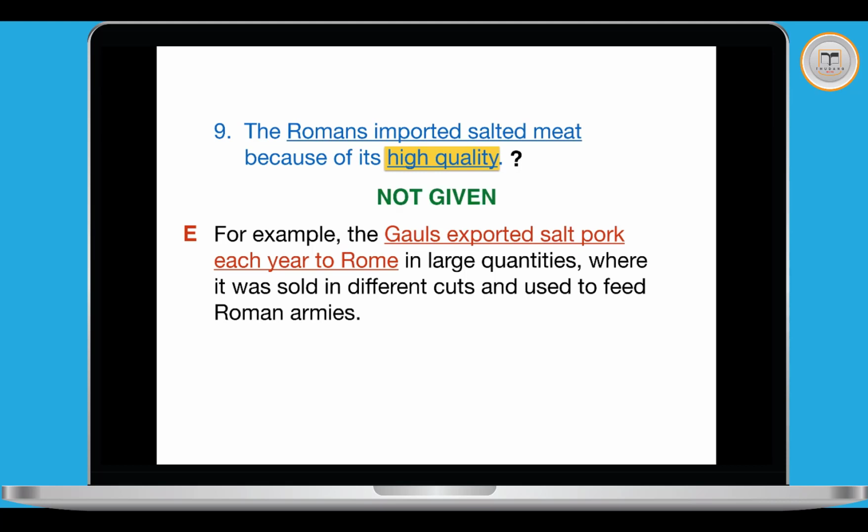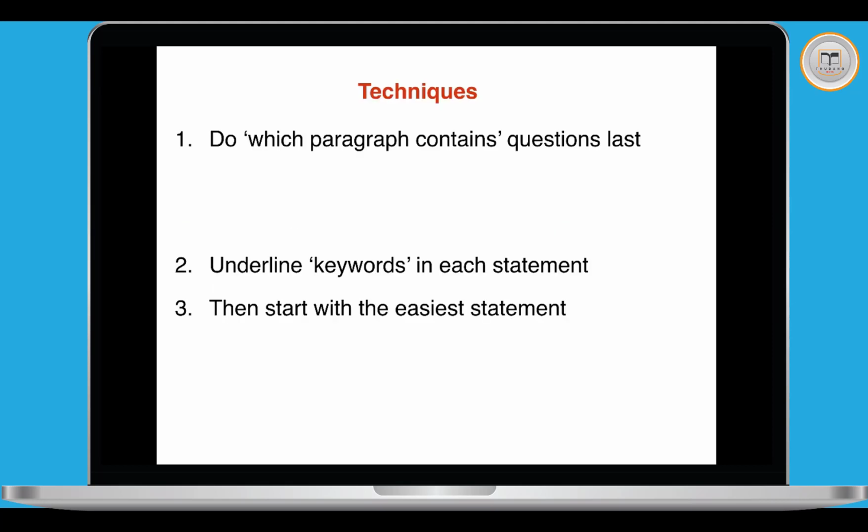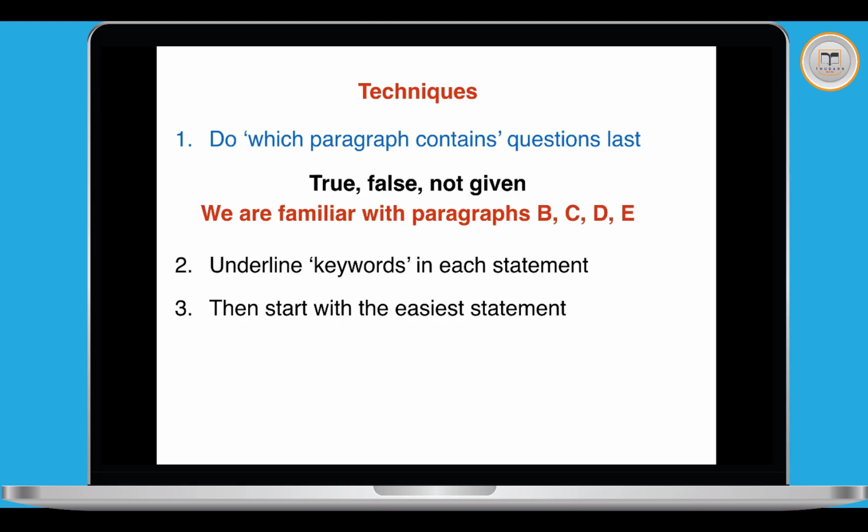Now that we've done those true, false, not given questions, let's quickly check our techniques before we carry on. The first technique we've just done: do which paragraph contains questions last. Well, we've done that because we've just done the true, false, not given questions. And the advantage of that is that now we are familiar with paragraphs B, C, D and E because we got the answers for the true, false, not given section from those 4 paragraphs. Now we can start the which paragraph contains questions, and our next technique is underline keywords in each statement.